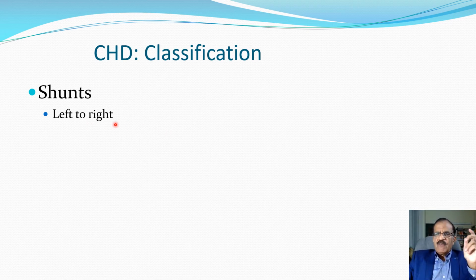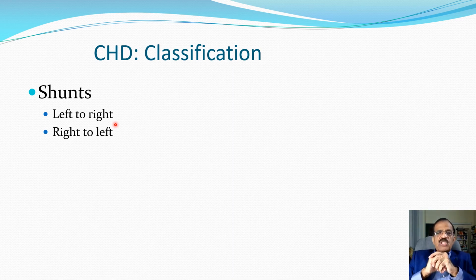So if there is just a simple communication between two sides, an anatomical defect between two sides, it would result in a shunt, and the shunt will always be from left to right. That means blood from the left side will go to the right and then will recirculate to the lung. But occasionally there may be a right to left shunt. You just cannot have a right to left shunt if you just have an abnormal communication between two sides.